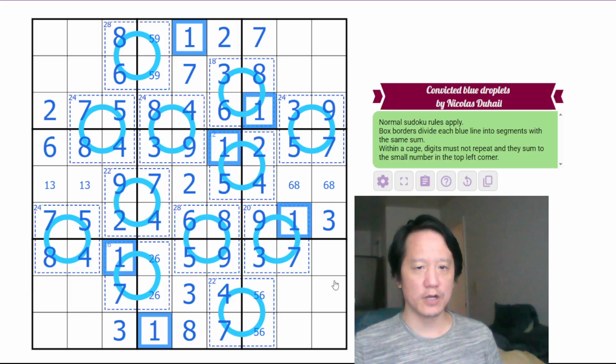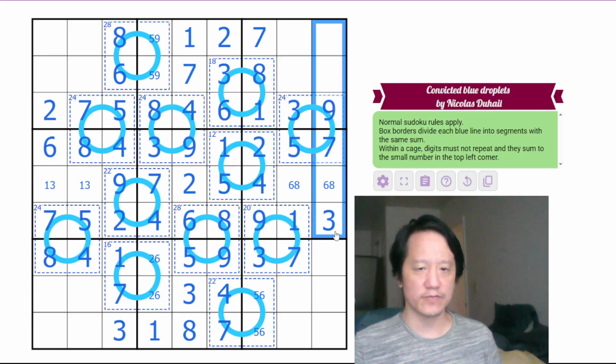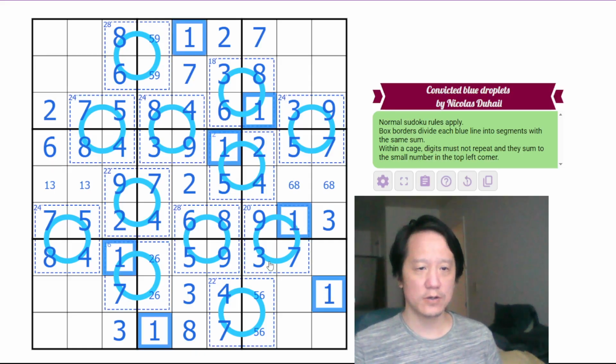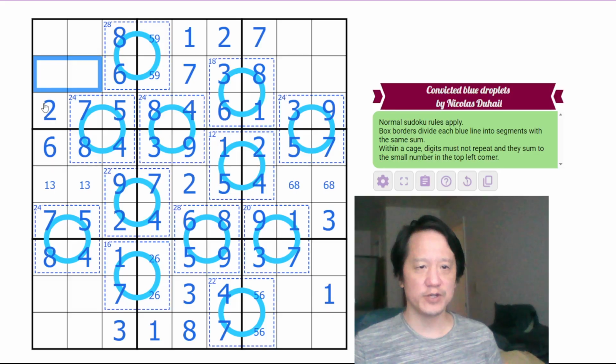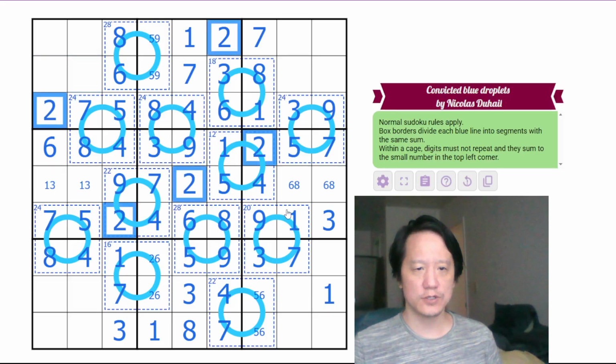Where is 1 in column 9? Can't be here because of 1s in the boxes. Can't be here or here because of 1s in the rows. So 1 has to be there. We don't have any information there. 2s. We don't really have any.